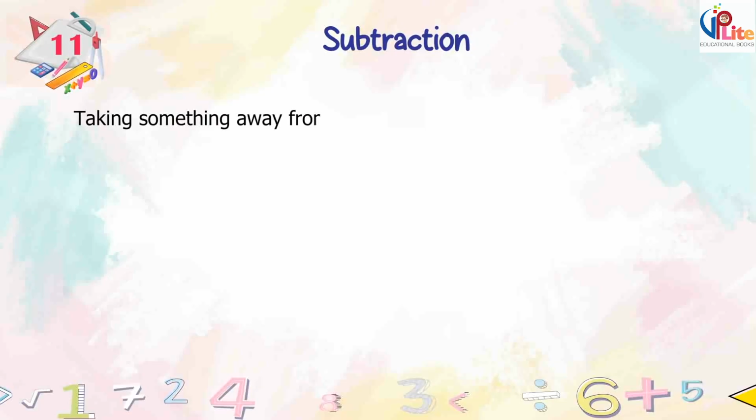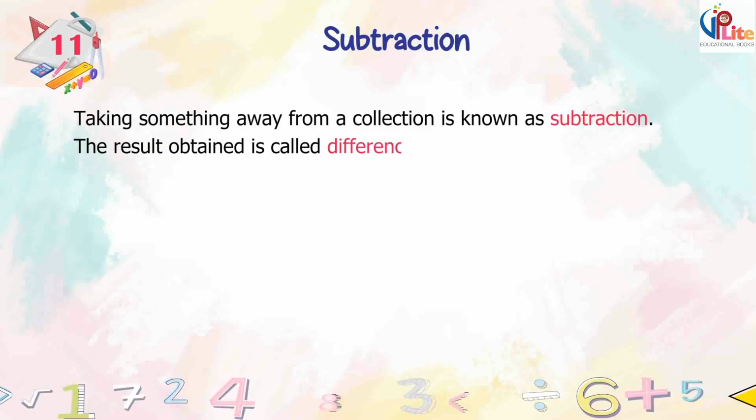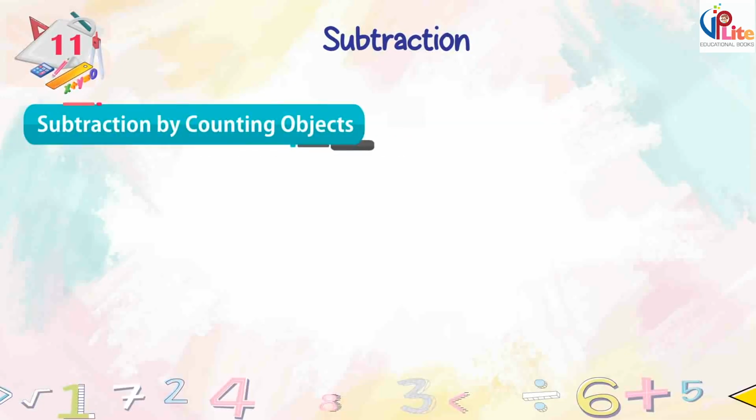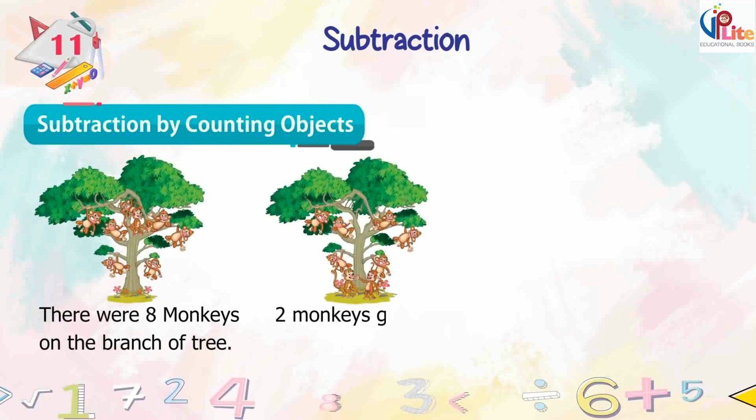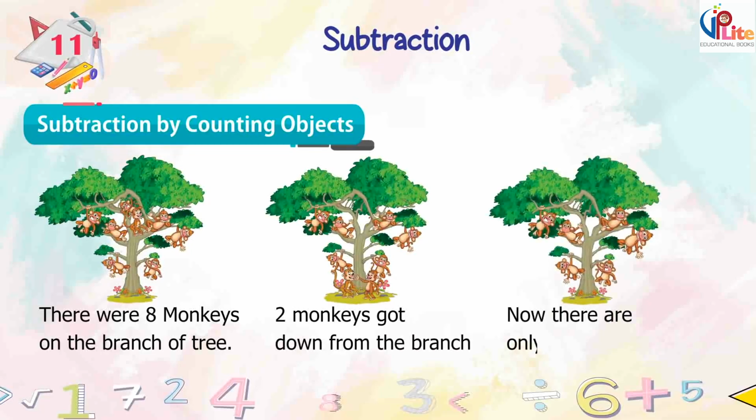Chapter 11. Subtraction. Taking something away from a collection is known as subtraction. The result obtained is called difference. Subtraction by counting objects. There were 8 monkeys on the branch of tree. 2 monkeys got down from the branch. Now there are only 6 monkeys left.